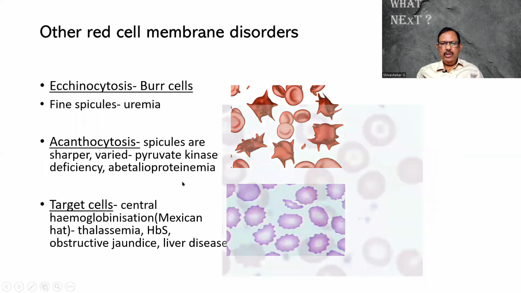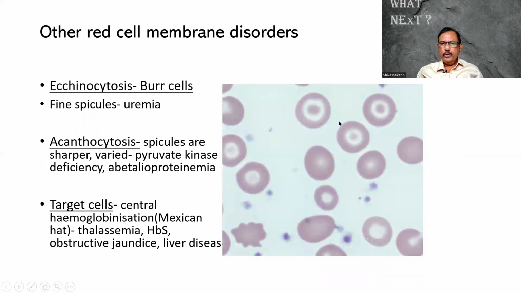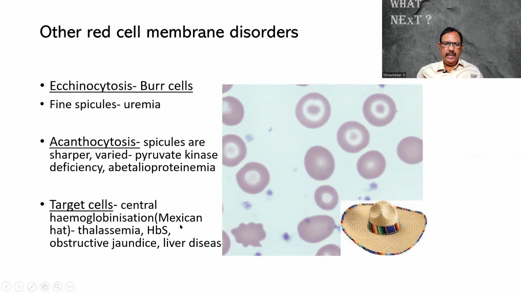It is otherwise called the Mexican hat appearance. So look at this one. There is a central hemoglobin and then a peripheral hemoglobin. There is also an echinocyte in this region. So this is the Mexican hat. That is why you have got that particular name. It can occur in liver diseases, thalassemia, sickle cell anemia, etc.